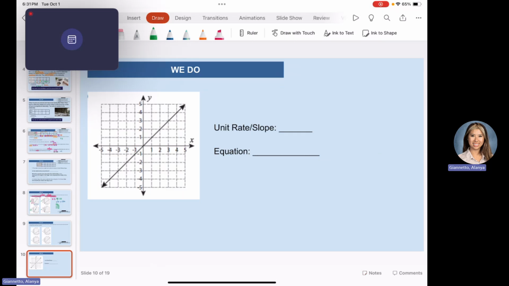And then our last one. So first, I'm going to show you guys how to do these problems by hand, and then I'll show you on Desmos. So we have to find the unit rate and the slope in the equation, right? So we know that this is a proportional relationship because, again, it goes to the origin.